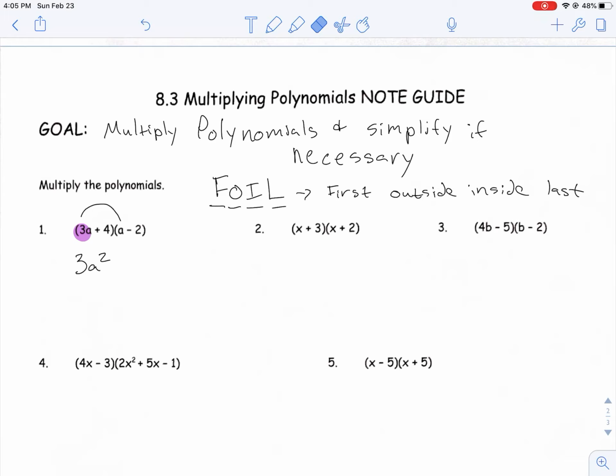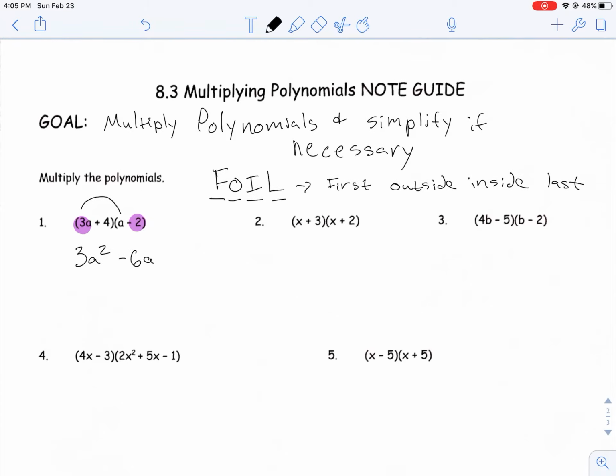Let's do the outside terms. The outside terms are these terms. Make sure you're looking at the board for this. The outside terms are those. One's in the front and one's in the back, so that's why we call them the outside. 3a times negative 2 is negative 6, for 3 times negative 2, and then just that a tags along.